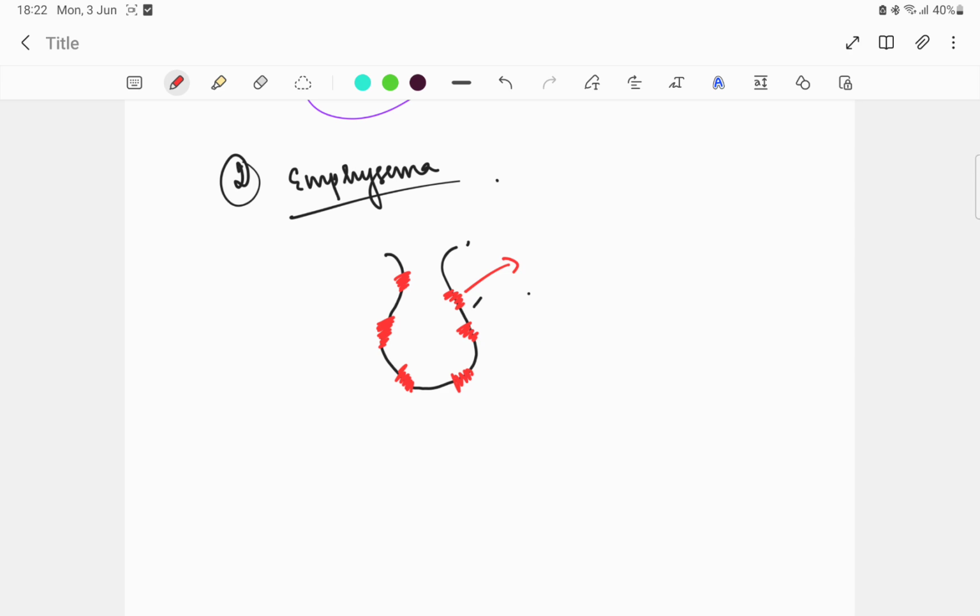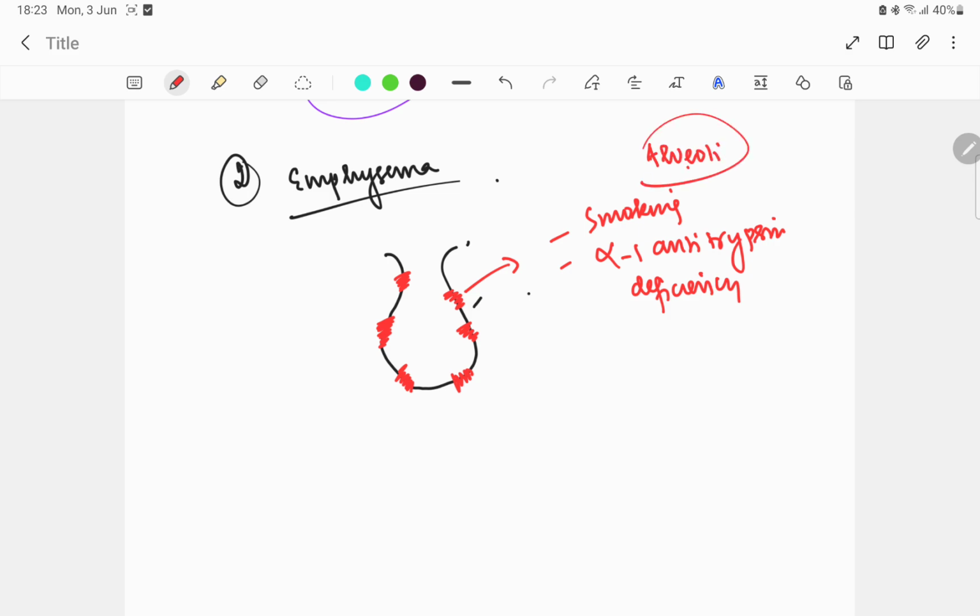One of the risk factors for emphysema is smoking. Smoking causes emphysema. Another cause that we will study in the 12th standard is alpha-1 antitrypsin deficiency. Alpha-1 antitrypsin protein will be there, and if that is deficient, these alveolar walls will be damaged. So these are very important questions. Emphysema affects the alveoli of the lungs.